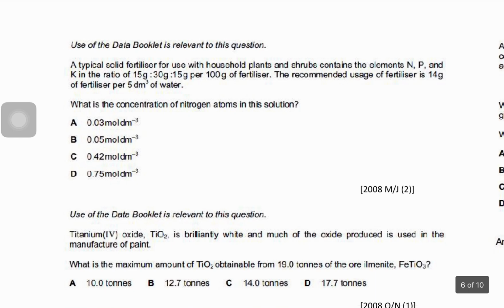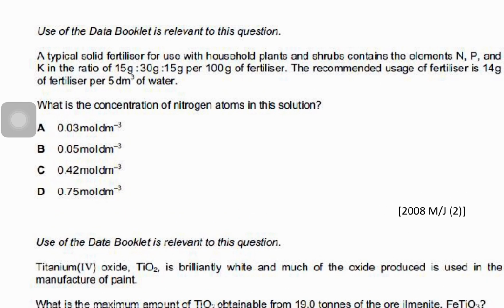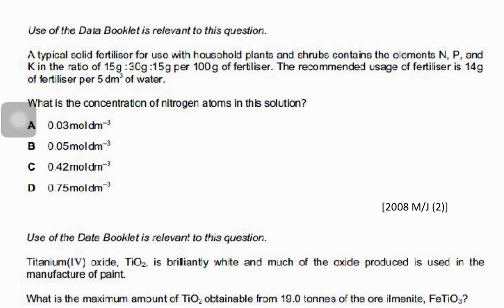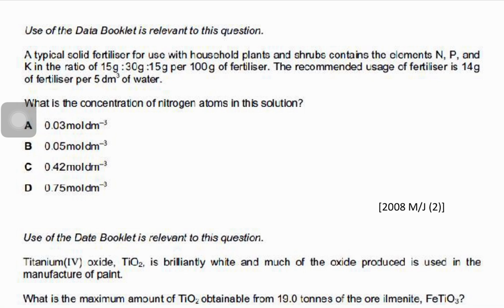Let's see. Yeah, this question. A typical solid fertilizer for use with household plants and so on. The ratio is there between nitrogen, phosphorus, and potassium per 100 gram fertilizer. The recommended usage of fertilizer is 14 gram of fertilizer per 5 dm³ of water. Now this question says, what is the concentration of nitrogen atoms in this solution?